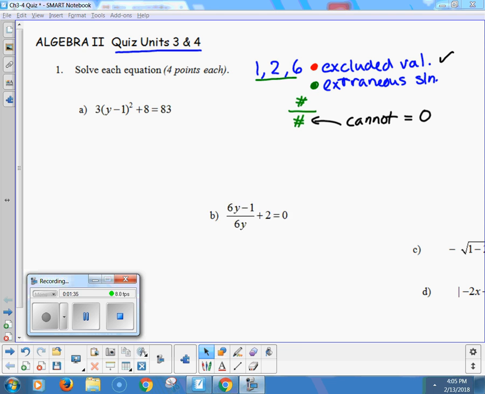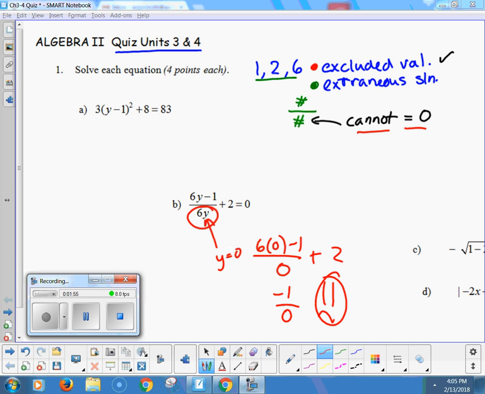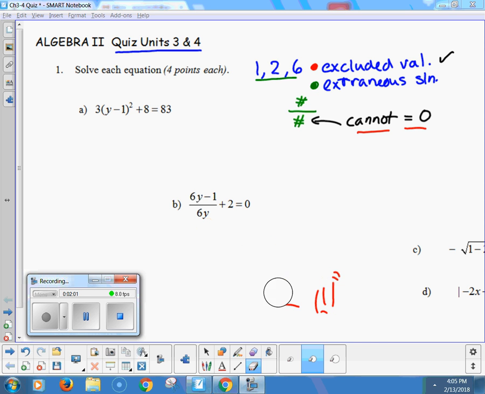I'm looking off to the side here and I see problem B, right? It's got a variable in the denominator, and we know we cannot have that be 0. So if y is 0, then what we have is 6 times 0 minus 1 divided by 0 plus 2. It's negative 1 divided by 0, which makes no sense. 0 is an excluded value. So whenever you see a fraction, immediately think, gosh, maybe I have excluded values.